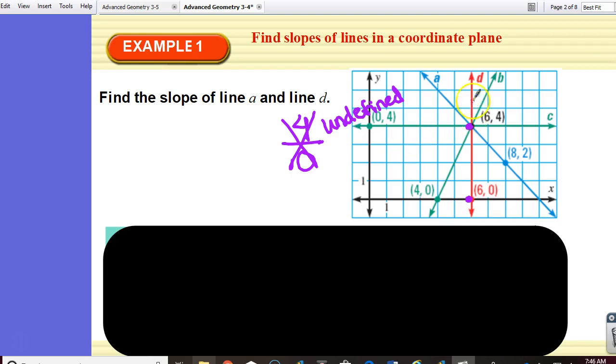So while we're looking at this, vertical lines have undefined slopes. Do you see how V and U kind of look similar? Yeah, I know it's a stretch, but V and U kind of look similar. Vertical lines have undefined slopes.